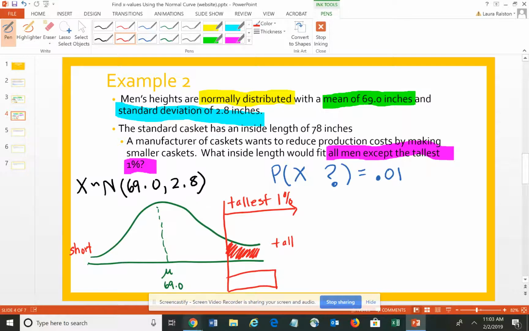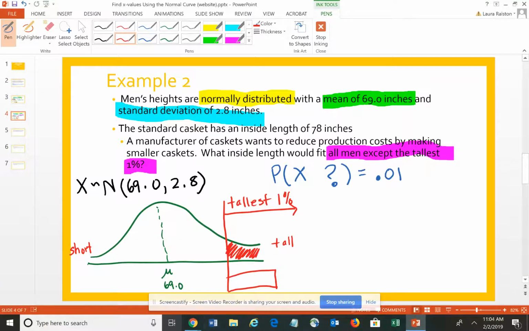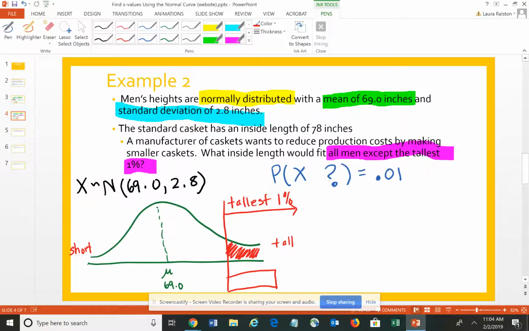So if we go out to the website, again, our area here is 1%. The mean was 69. Make sure you get the right numbers in there. 69.0. Standard deviation is 2.8. And this time I want to be above a particular value. Notice how the picture at the top looks similar. It shows that we're cutting off this little grayed out region on the top because we're cutting off the tallest. So it's 75.515.